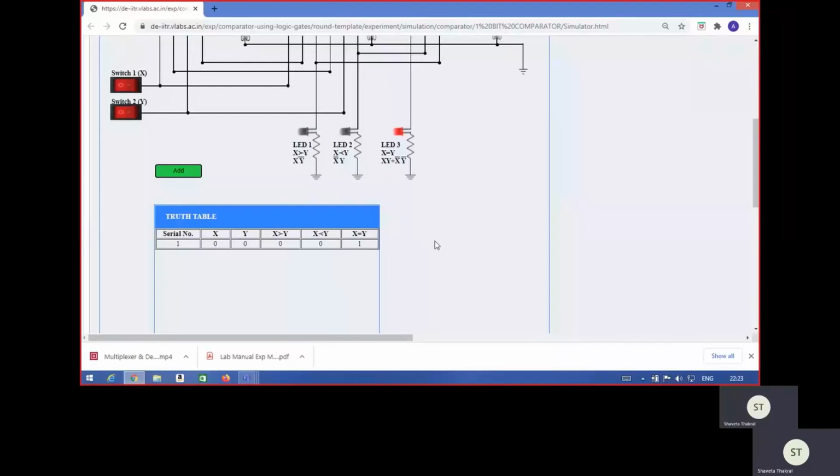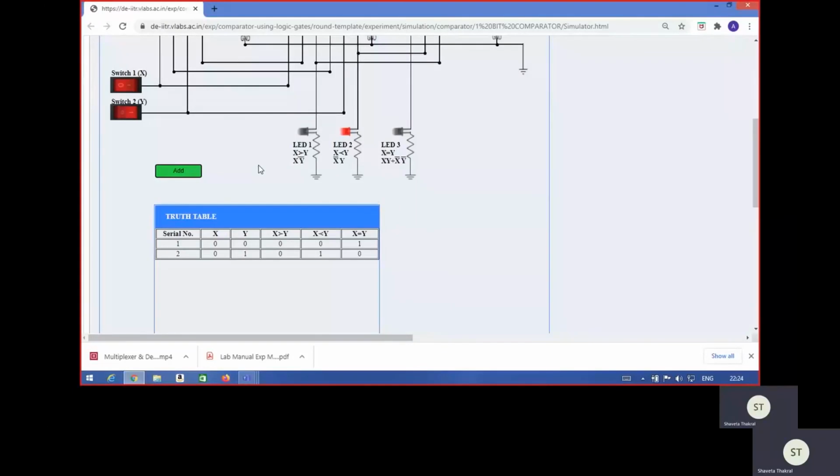Now we can change the combination. Instead of taking the 0, 0 combination, we can change the combination to 0, 1. So the x switch is going to remain in the same position. And if we change the position of y to 1 here, this combination becomes 0, 1. If x is 0 and y is 1, that is the decision that y is greater than x. So this decision is taken on the second output line. So we can see here that now LED 2 starts glowing. So we can add this combination to the truth table.